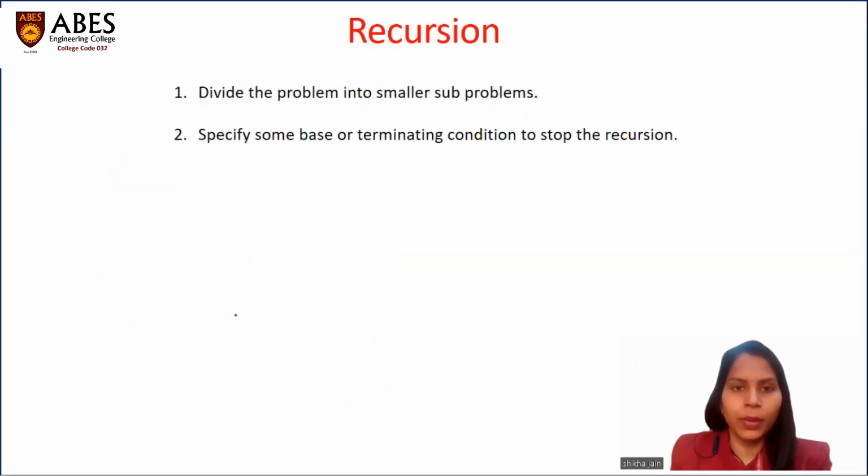So there are two things required for the procedure of recursion. First, we should specify some base or terminating condition to stop the recursion. And the other one is the recursive call. Means one problem should be divided into some subproblems. Right? So this is the process of recursion.